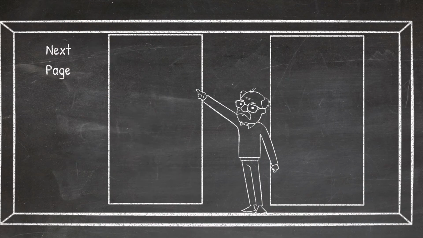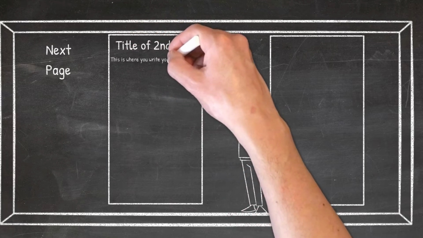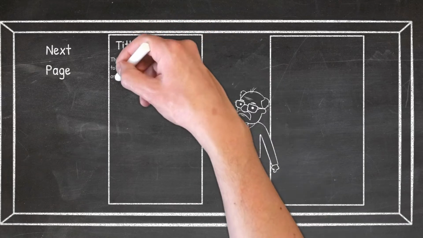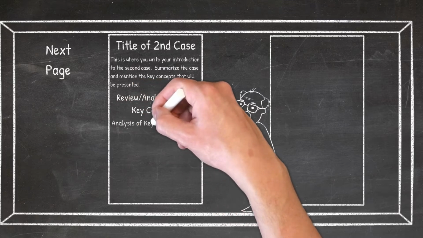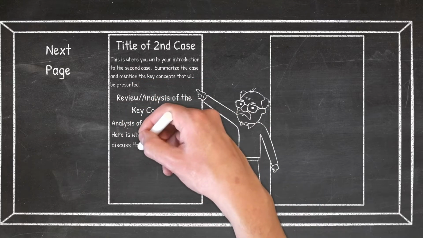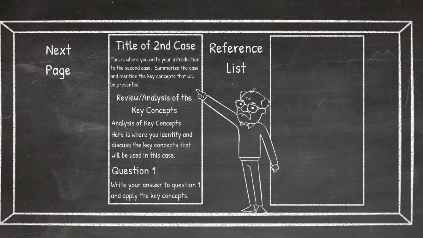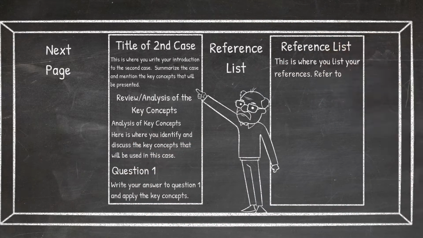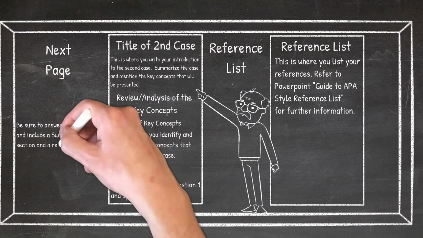Most weeks there will be more than one case. Don't forget the second one. The second case should be presented beginning on a new page under its own heading, such as Chapter 2, Cognitive Dissonance. The structure is the same for the second case. Begin with a case summary, a review of the key concepts, and answer each question. Conclude with a summary of your analysis, and don't forget to add your reference list.